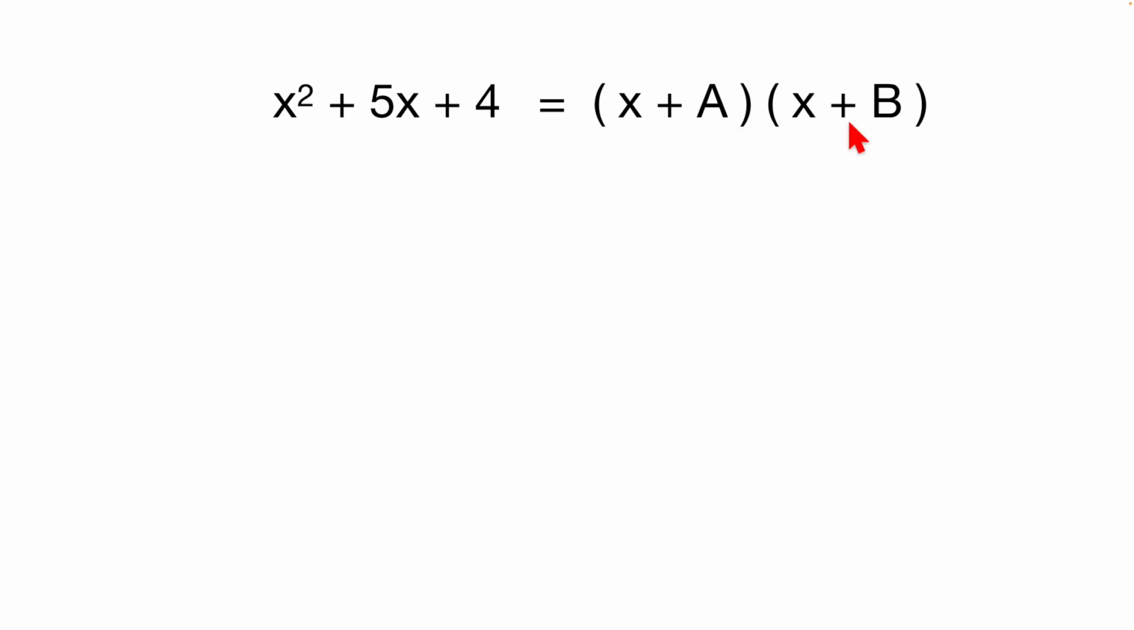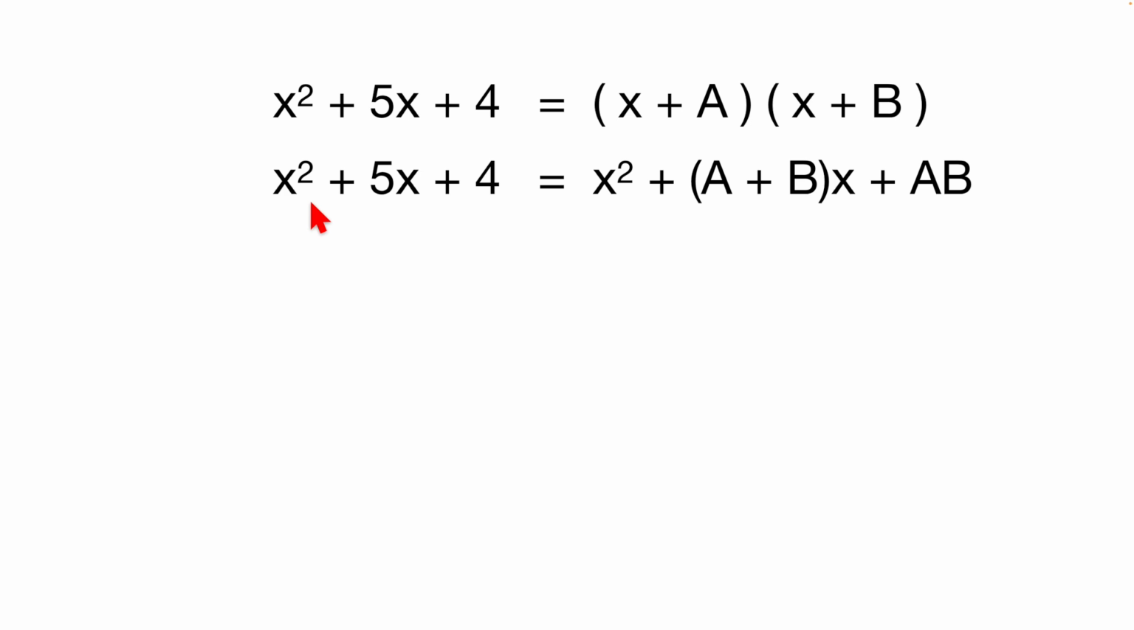There is only one set of a's and b's. Let's multiply this side out and we would get x squared, a plus b x, and ab. Now that has to be equal to this. Let's bring it down. So there's an x squared on both sides, fine. The only way we are going to get a number here is when multiplying a and b. So a times b is equal to 4.